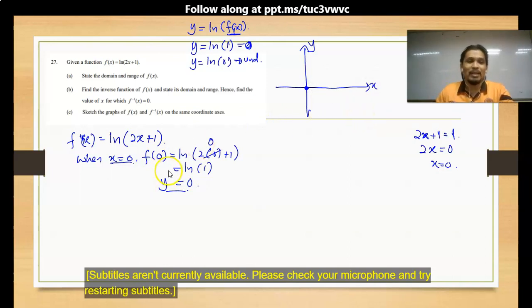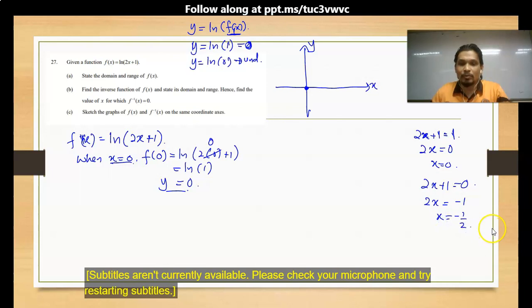Okay, and then let's make this 2x plus 1 equal to 0, because natural log of 0 makes the whole function undefined. So that is the value of x that we would like to find out as the vertical asymptote of the graph. Okay, so then x equal to, bring 1 here, become negative 1, and x equal to negative 1 over 2. Okay, so now x equal to negative 1 over 2. Let's try again.